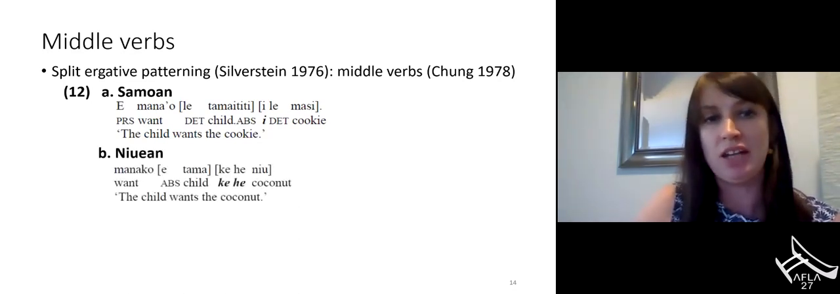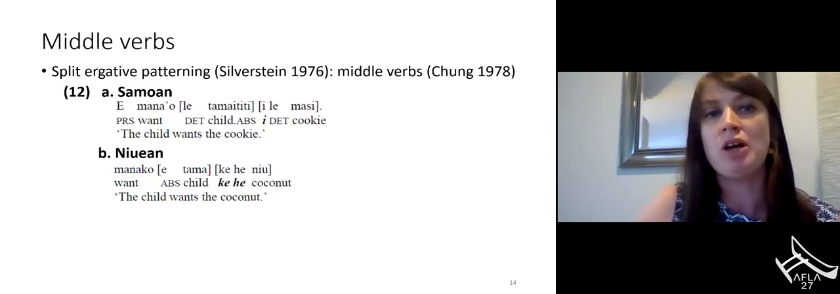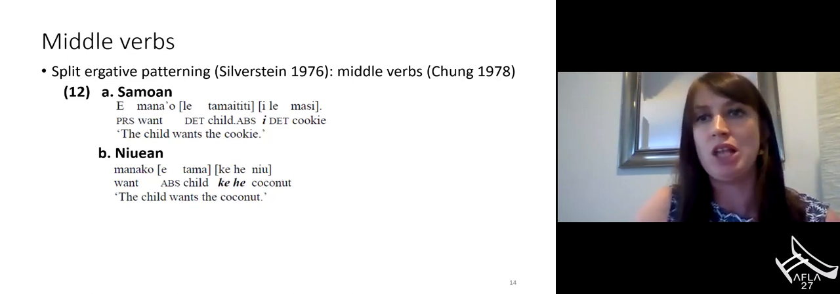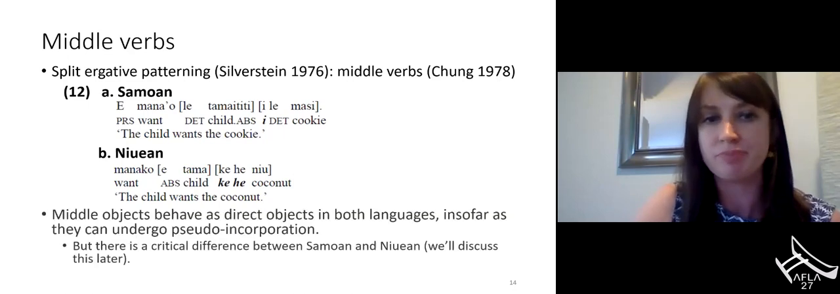In Niuean, we have something similar. Manako e tama e niu, the child wants the coconut. The child gets absolutive case, and the object is marked with what we're glossing neutrally for now as ke he case. And middle verbs are typically what we might think of as lower in transitivity in the sense of Hopper and Thompson 1981. So they're usually verbs of perception, communication, emotion, experience.